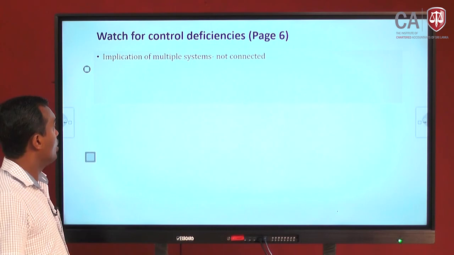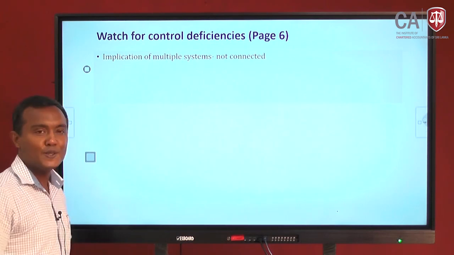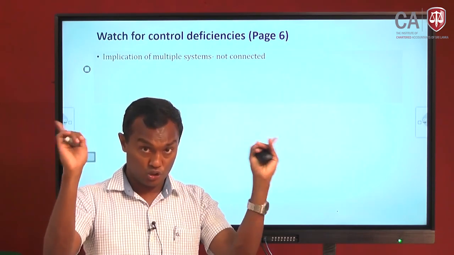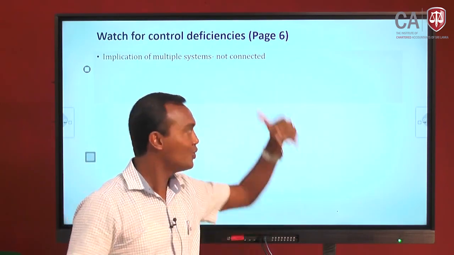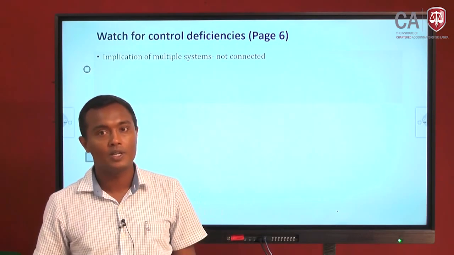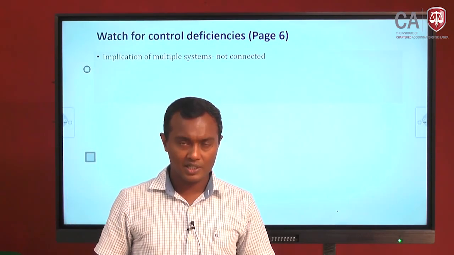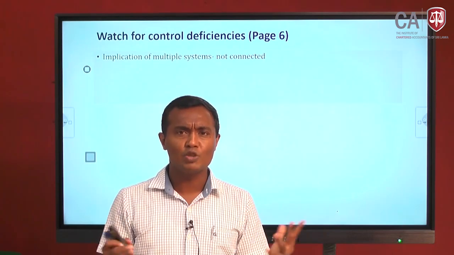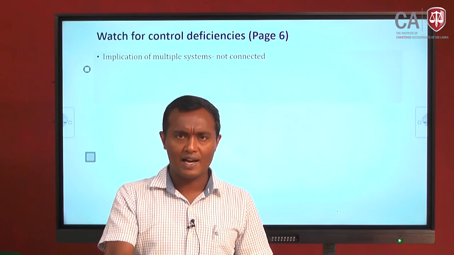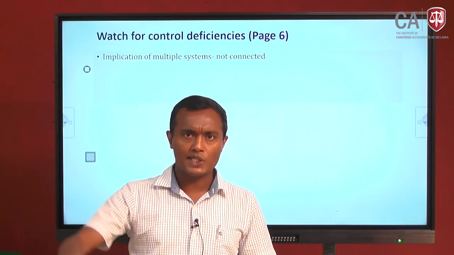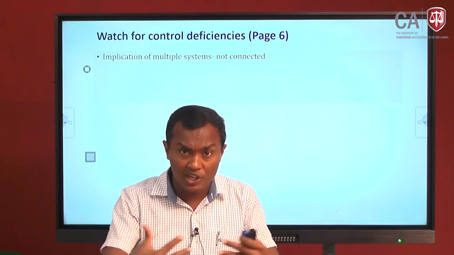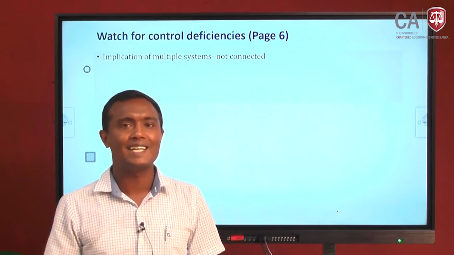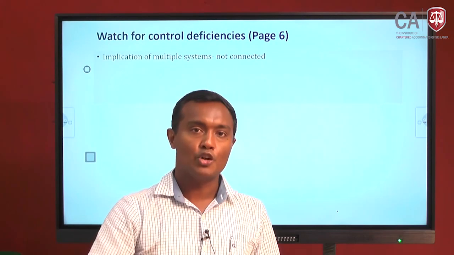One is watch for implication of multiple systems, not connector. This is one issue we wanted students to watch before the exam, and actually the examiner expected this as a big topic. When it comes to the discussion of the answer, you will see, because obviously we can see, three systems are not talking to each other. QuickBooks is there, there is an ERP system, an inventory module, they are not talking to each other, there is no integration. As a result, there is a possibility that certain entries may not be properly recorded.